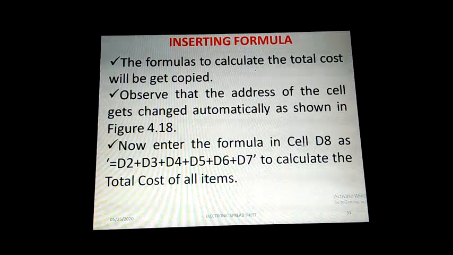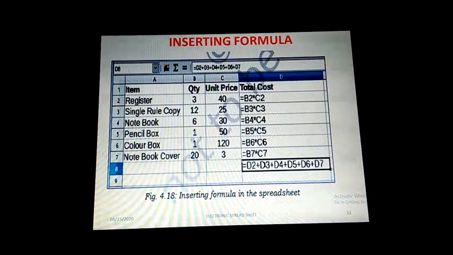Now enter the formula in cell D8, like this, to calculate the total cost of all the items. So if you want to calculate the total cost of all the items, you need to enter the formula like this: D2, D3, D4, D5, all the items' cost, grand total.